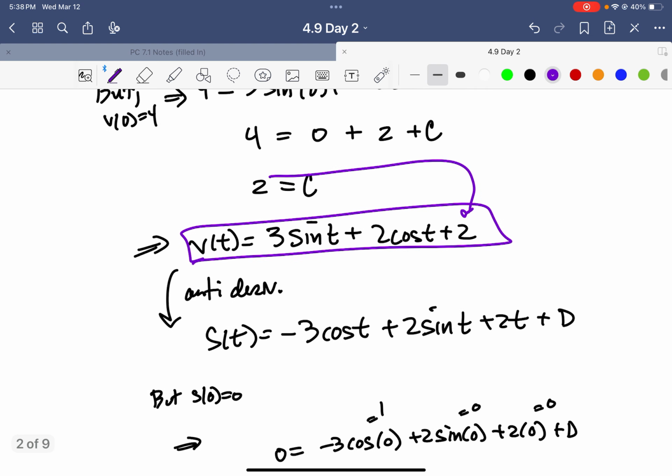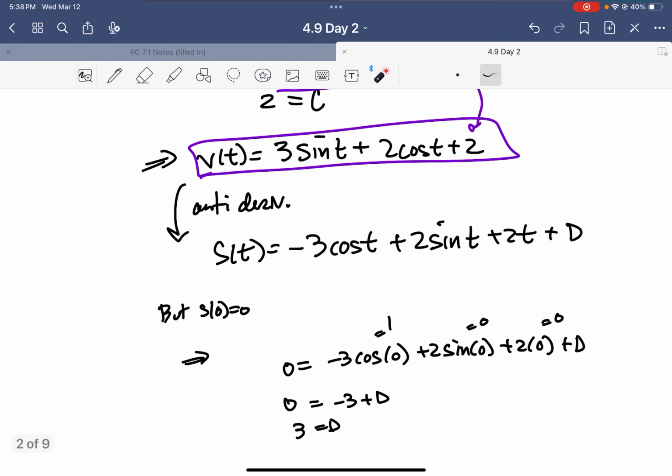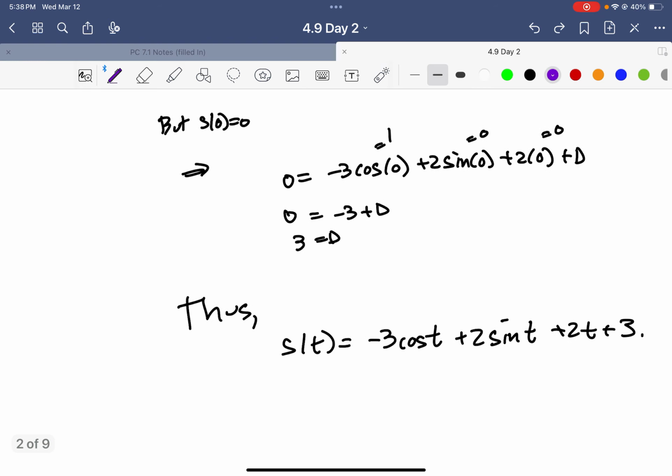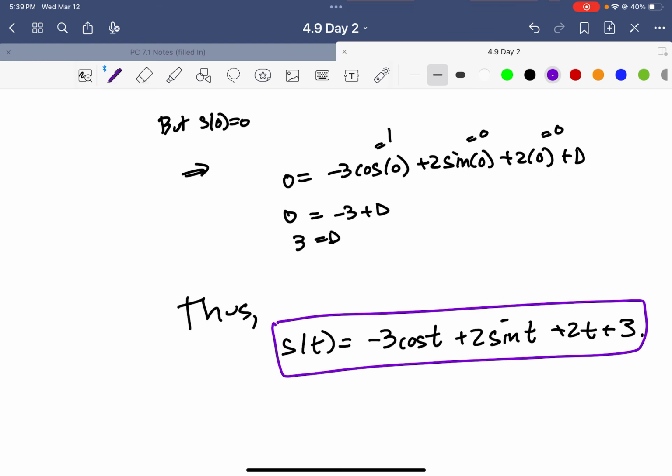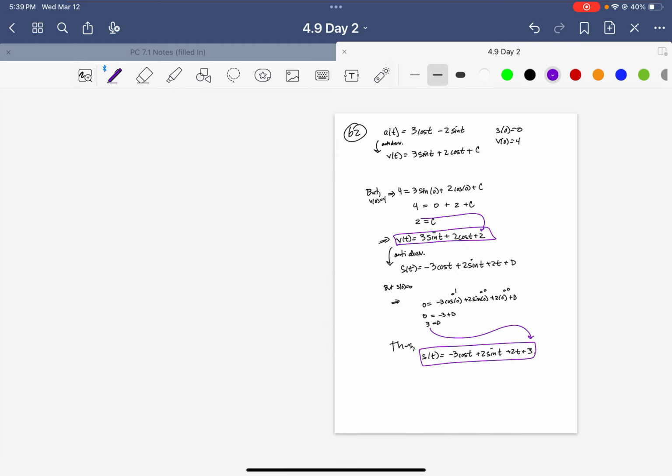And now here's my new velocity equation with that 2 plugged in. And so now I take an antiderivative and I get this. But notice a d pops out because we took another antiderivative. But since s of 0 is 0, that means we get out 0 when we plug in 0. So I think you quickly find that d ends up being equal to 3. And so this is our position function where we take that d equal to 3 and plug it in.